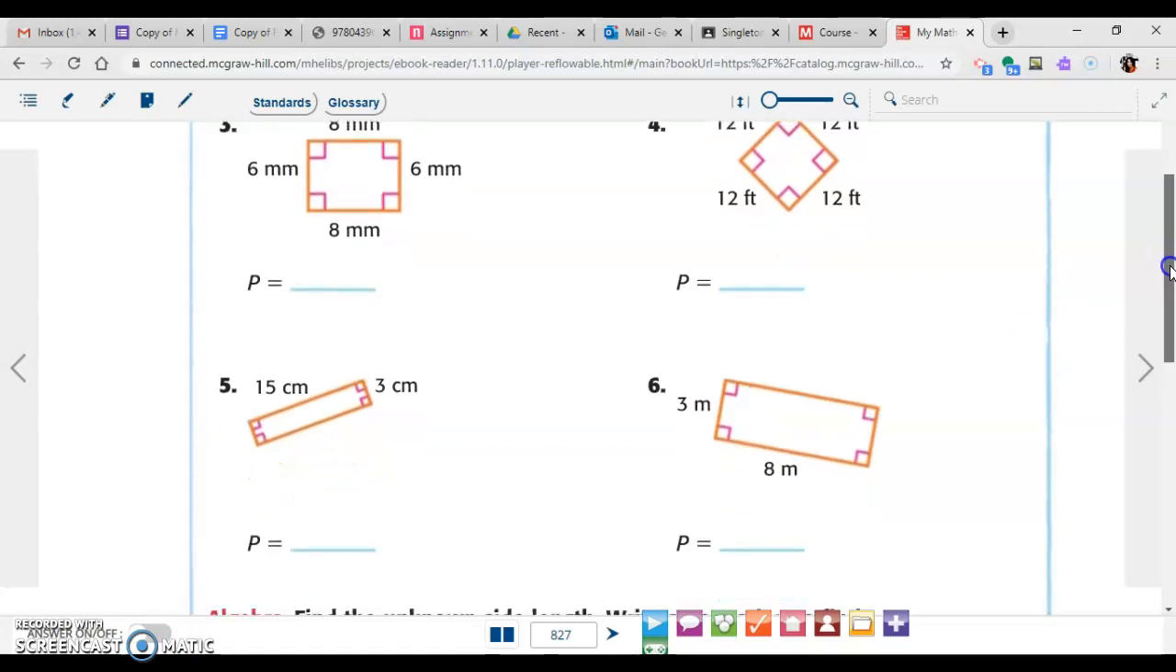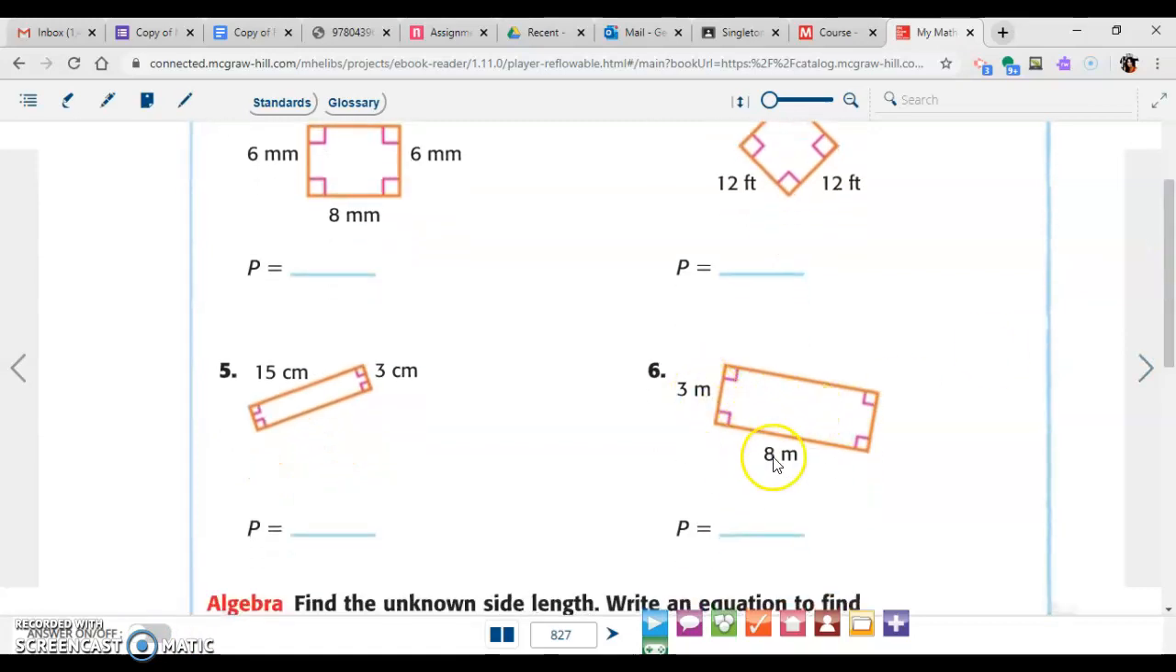Number 6, 3 plus 8 plus 3 plus 8, or 2 times 8, 16, plus 2 times 3, 6. And you would get 22 either way you chose to do that.